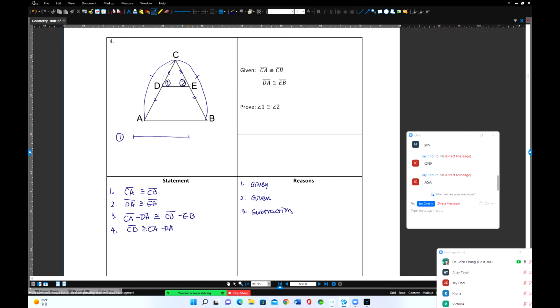Partition: I'm going to use A, D and C. AC is congruent to the sum of each part, AD plus DC. That's the partition postulate. Also, this is okay too. CD, I'm going to use the part of this one. AD equals how much? The whole minus the other part. This is also a partition postulate. You can use either of these. This one you say partition postulate.